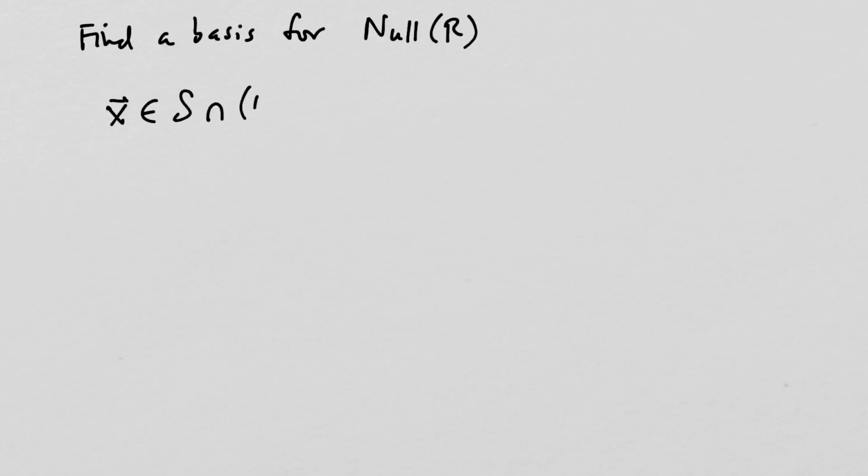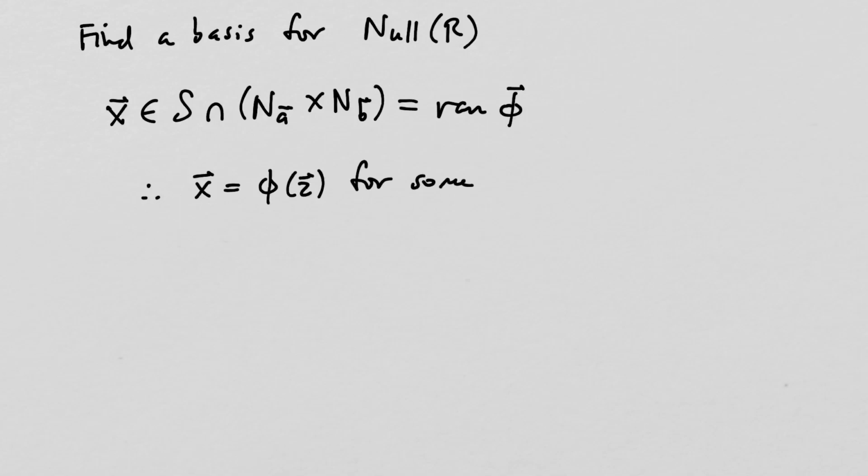We're going to find a basis for this null space. All right. Here's how it goes. First of all, notice that if I take any point x in this intersection, we know that's also the range of phi. Whoops. So therefore, x is going to be phi of z for some z in the domain of phi.